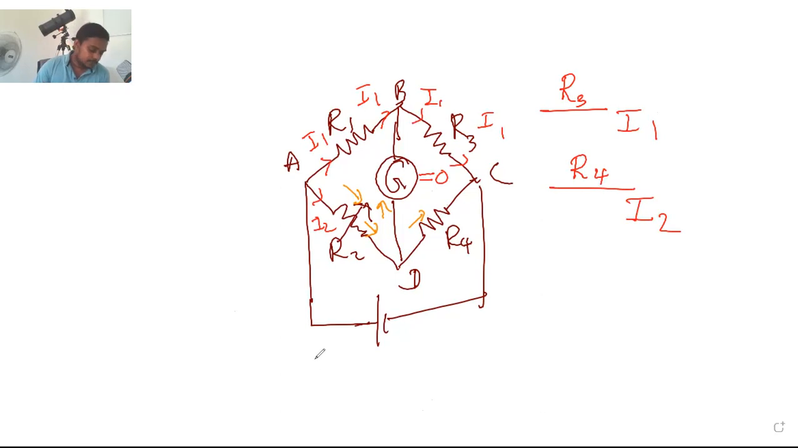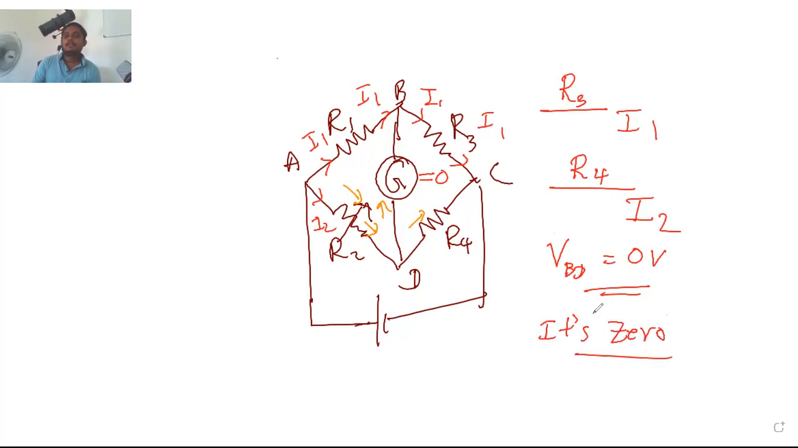And the next question asks, what is the potential difference across BD? It's very easy. As I told you, the potential difference across BD is 0. We can write VBD is 0 volts, or you can simply write it is 0.